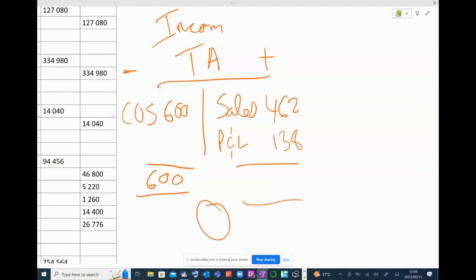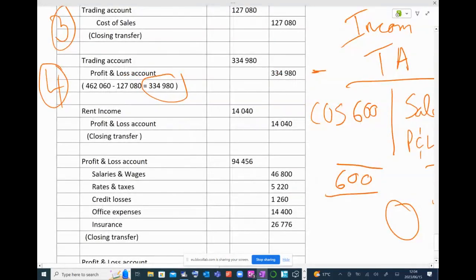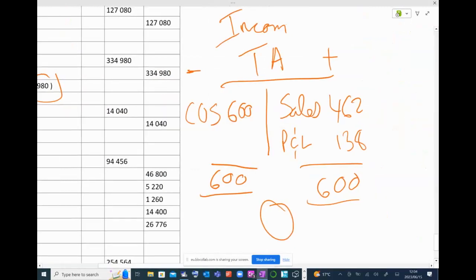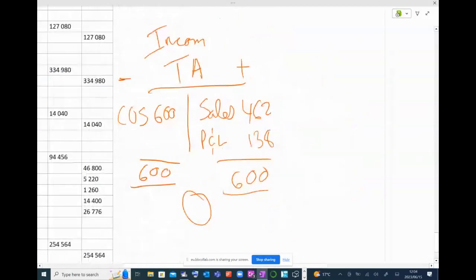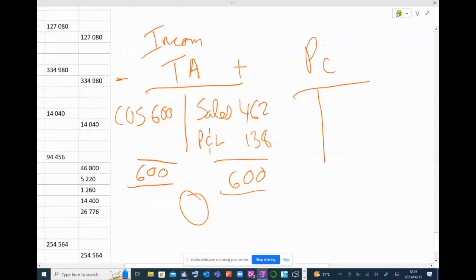138. Thank you, sir. And then we'll have 600 here. Does that make sense? So if we're crediting the trading account, that means we're debiting the profit and loss. Remember, the profit and loss, we also treat it like an income account.